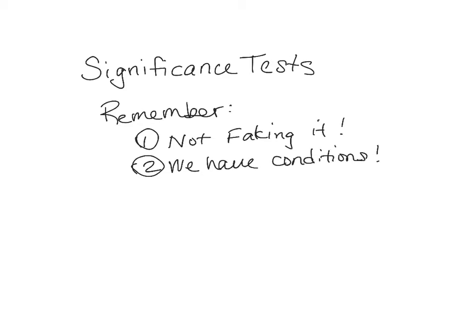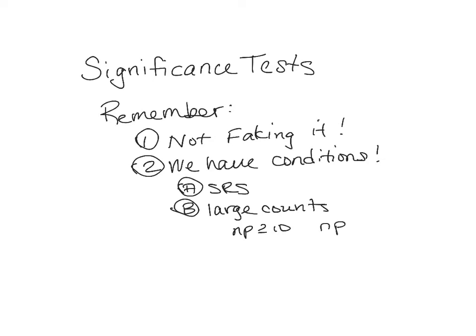Remember, we have three sets of conditions that we like for proportions. We like a simple random sample. We like large counts. And remember, large counts is n times p is greater than or equal to 10, and n times 1 minus p is greater than or equal to 10. And the last thing is independence, or the 10% rule.